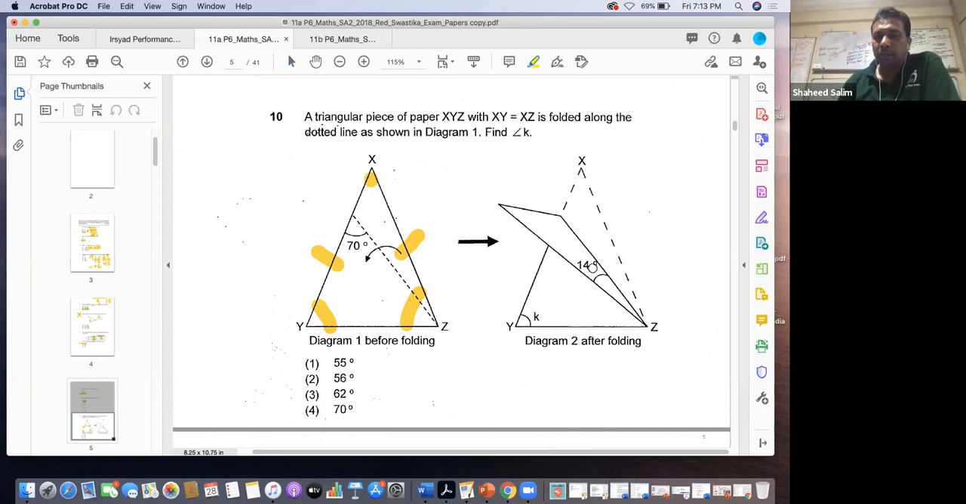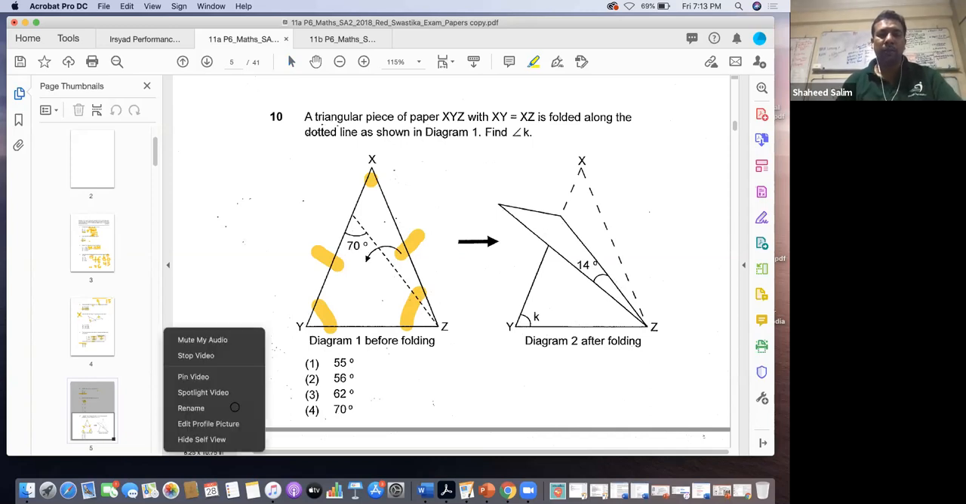Can you see this one down here? This angle here is 14. This is actually the same as this. So why is it the same? Well, I'll show you why it is the same. Yeah, I'll show you now.